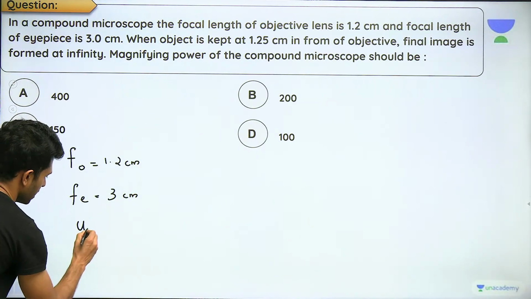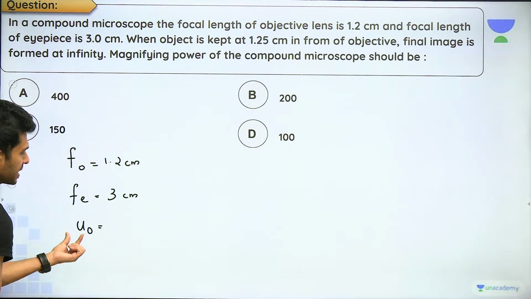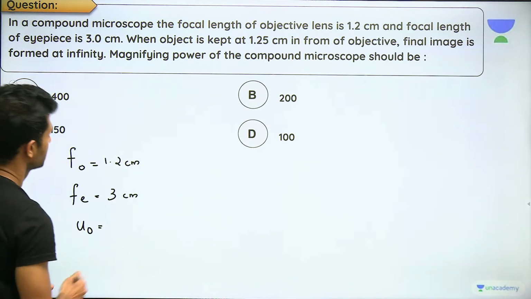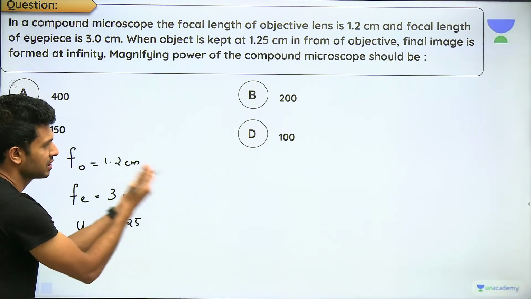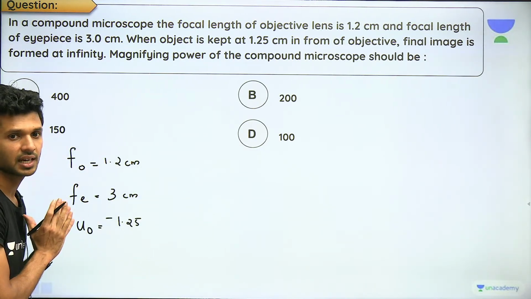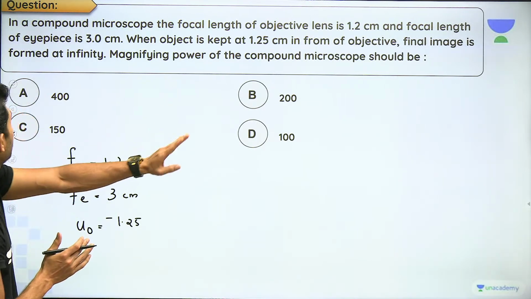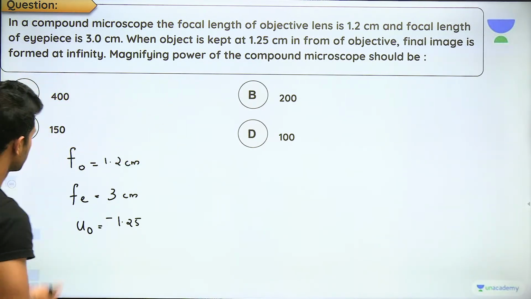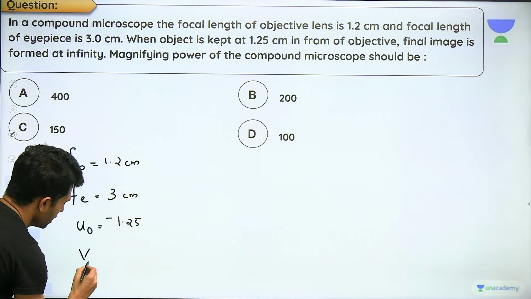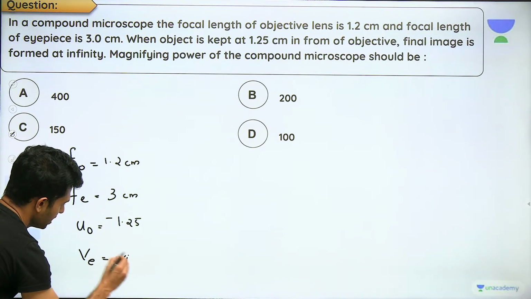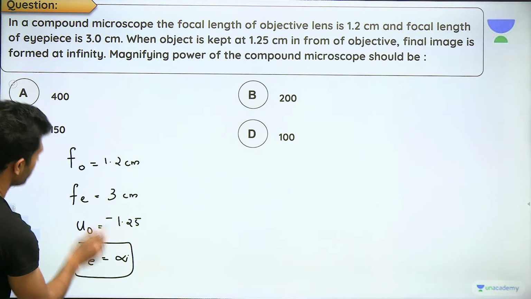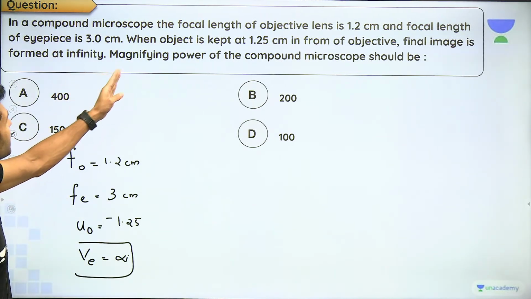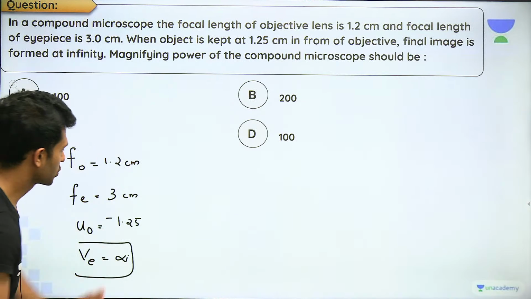So what is given? Object distance from the objective lens is 1.25. Plus or minus, we have to measure it towards the left, so it is minus. I am writing it directly. Final image is formed at infinity, which means V of eyepiece is at infinity. Magnifying power of the compound microscope should be found.